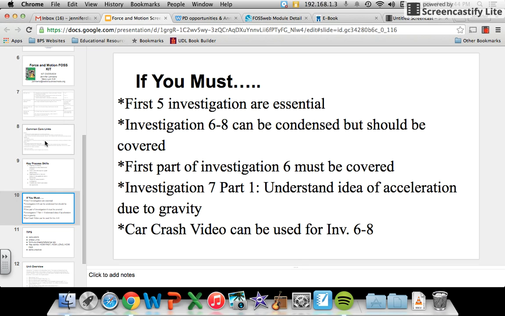Investigation 7, part 1, understanding the idea of acceleration due to gravity, needs to be covered. They need to get the idea that the gravitational pull is about 10 meters per second squared. And then finally, the car crash video. It's not until investigation 8, but I would certainly use it before the end of this unit.